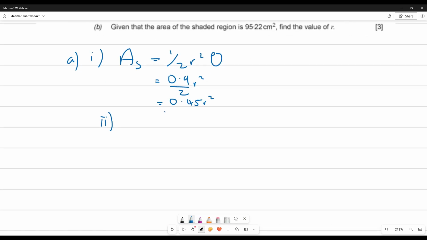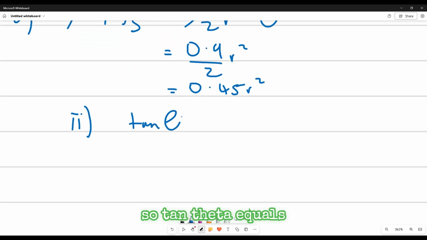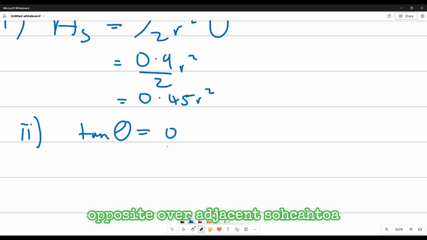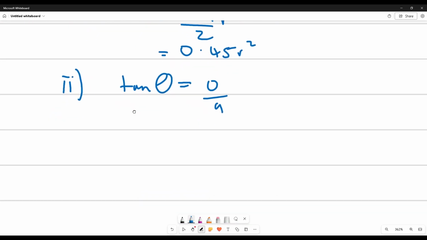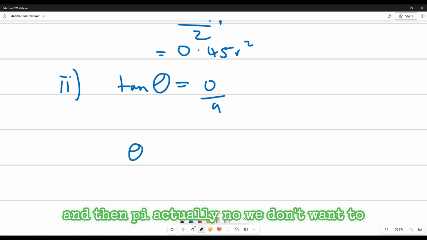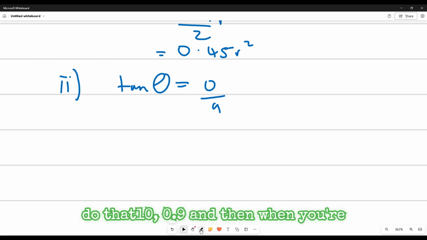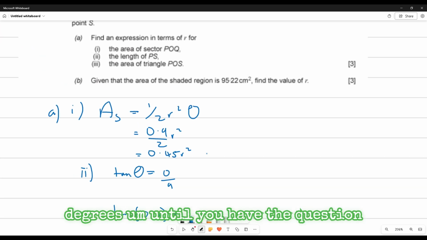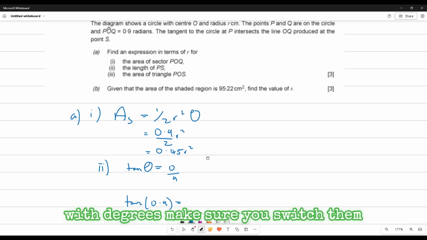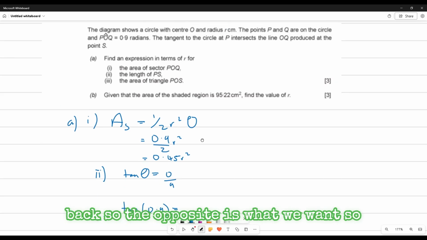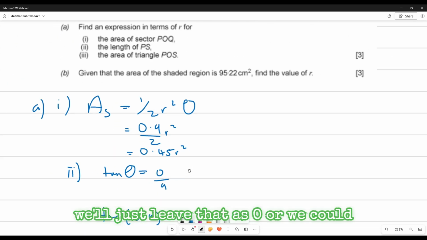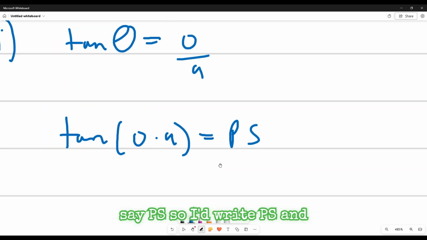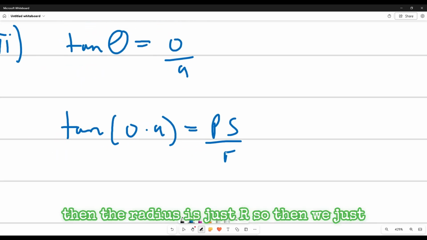So tan theta equals opposite over adjacent, SOHCAHTOA. Tan 0.9. And when you're doing these calculations, guys, make sure your calculator is on radians and not degrees. Until you have a question with degrees, then make sure you switch them back. So the opposite is what we want, so we'll just write PS, and the radius is just r.